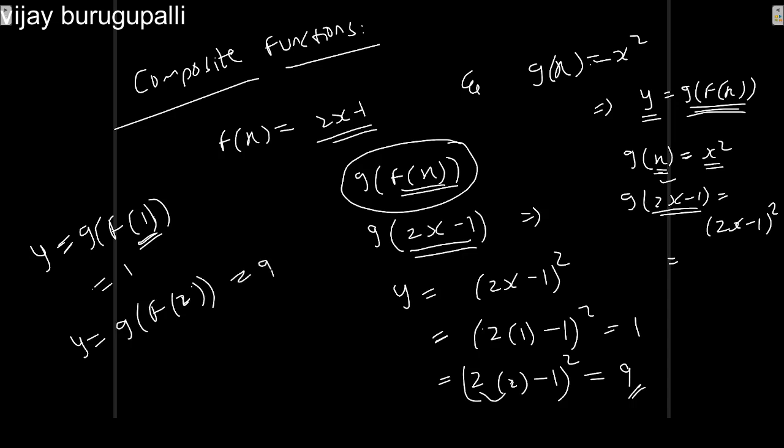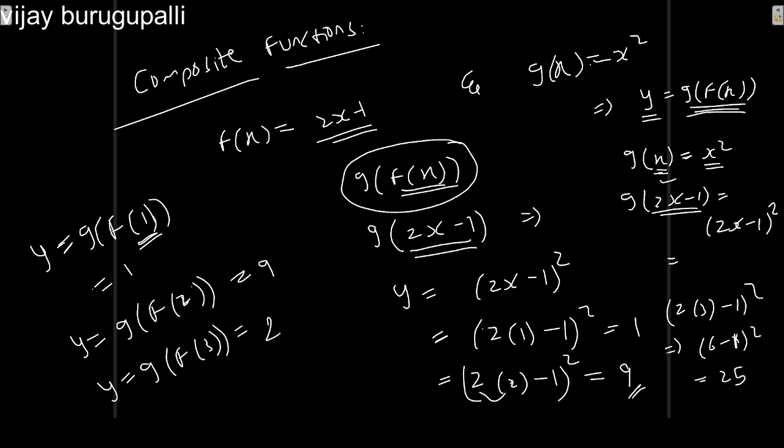Similarly, if y is equal to g of f of 3, that means you have to replace the value of x with 3. Then you will get g of f of x as 6 minus 1 whole square, which is nothing but 25. In this way, you have to solve composite functions.